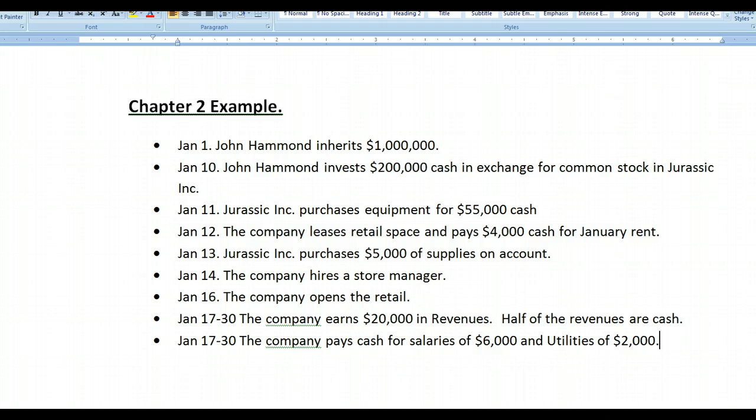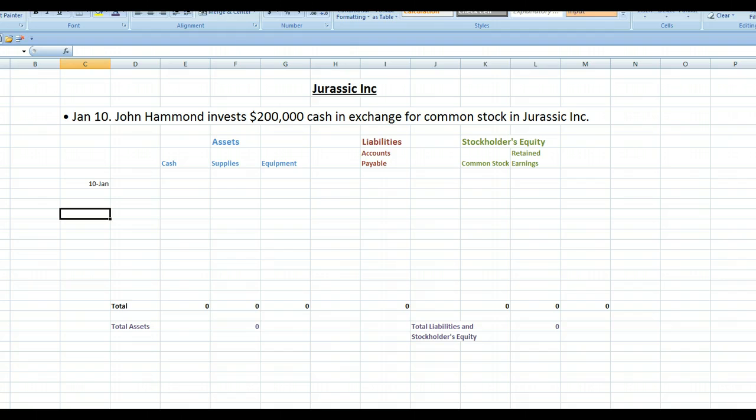The second one, January 10th, John Hammond invests $200,000 cash in exchange for common stock in Jurassic Inc. We are Jurassic Inc., so this is a business transaction and it needs to be recorded in our books. Before we go ahead and look at how it's recorded in the books, let's take a look at the impact of this transaction on our accounting equation. I'm going to use this spreadsheet to show you how this transaction would affect our accounting equation.